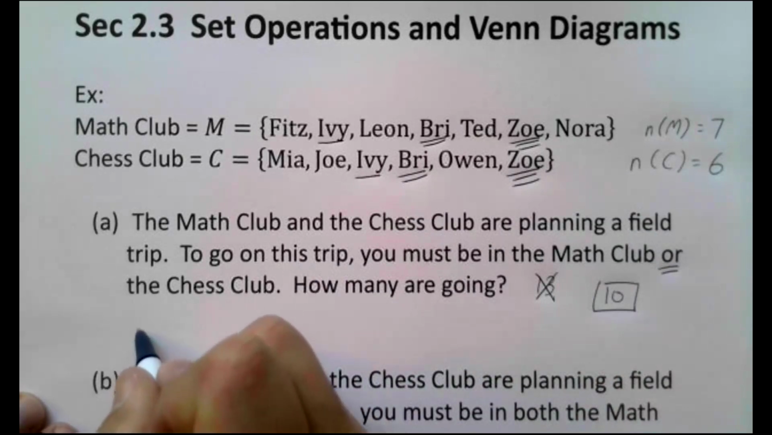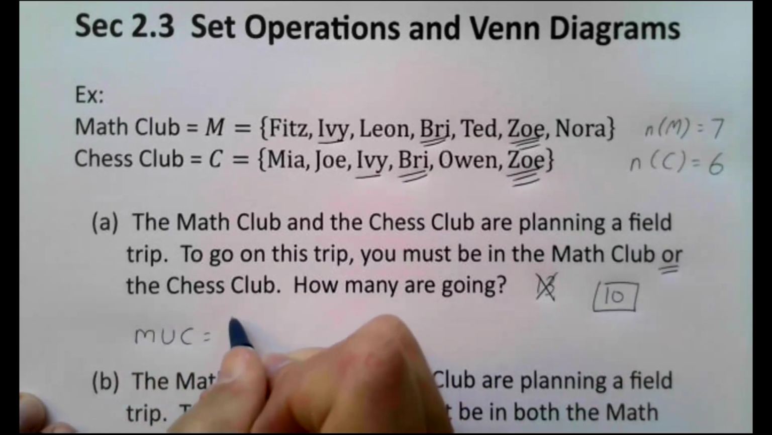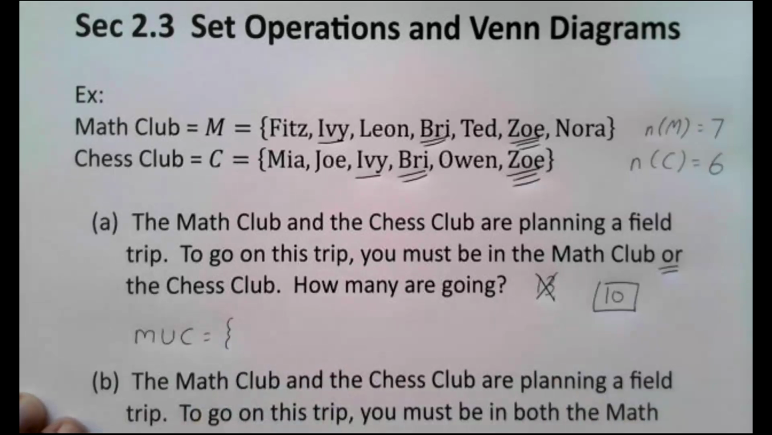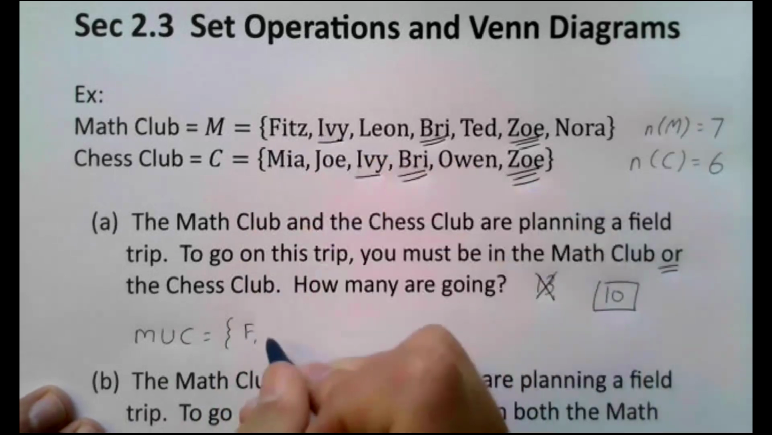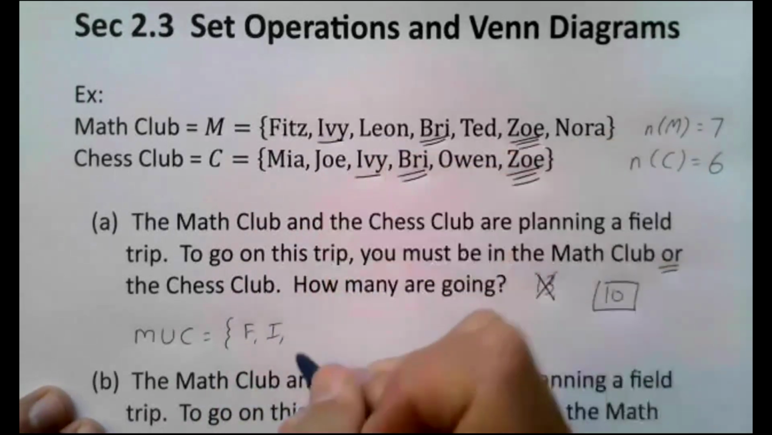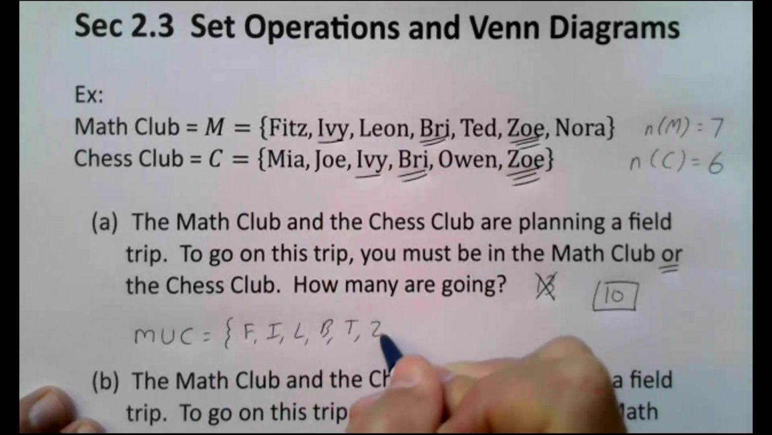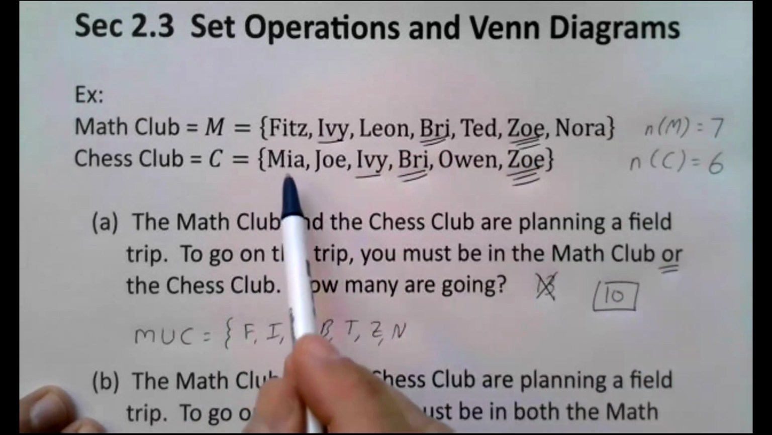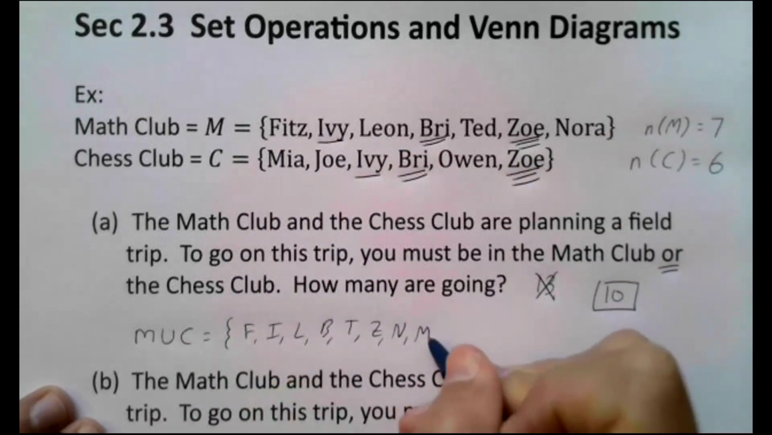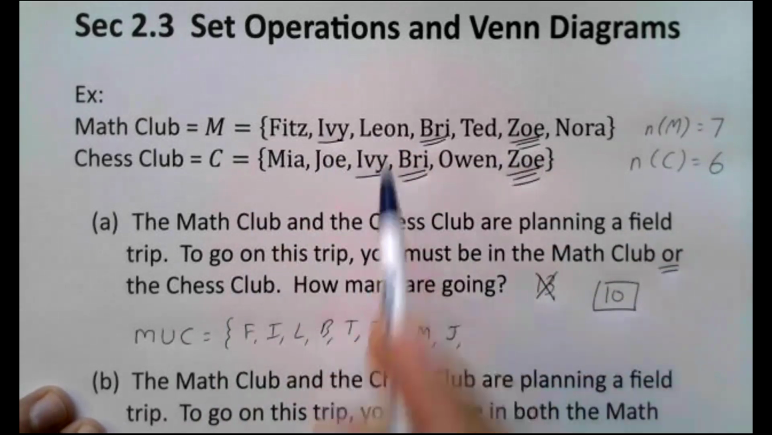Who are those 10 people going on the trip? To be honest, we're actually talking about the union of these two clubs. The union of these 2 clubs would be Fitz, and we abbreviate here Fitz, Ivy, Leon, Bree, Ted, Zoe, Nora. That's the entire math club right there. Then we need a ticket for Mia. We definitely need a ticket for Joe. But I don't need a ticket for Ivy.